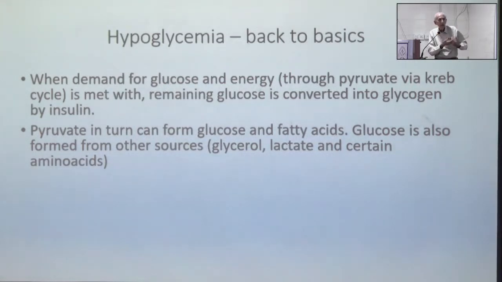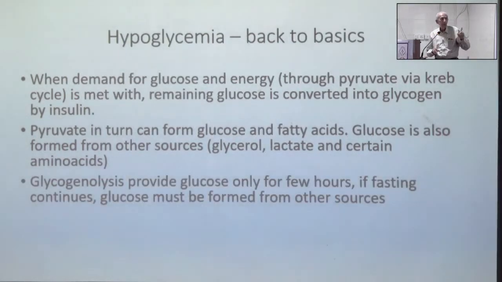This is the way we have extra glucose stored as glycogen, and then this same pyruvate in turn can form glucose and fatty acids. Now glucose is also formed from other sources. You have a glycerol, you have a lactate, certain amino acids are sources of sugar as well. So if you understand this, you also will understand what are the common groups of causes of hypoglycemia. And then you have a glycogen which is stored. The glycogenolysis provides glucose, but that's only for a few hours.